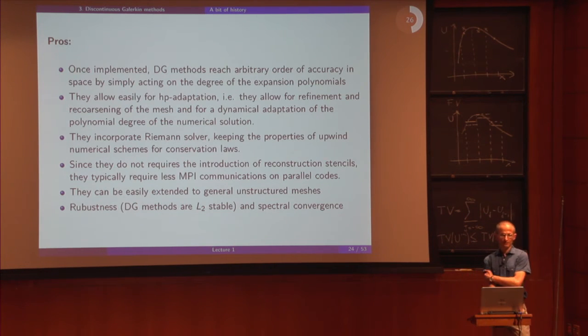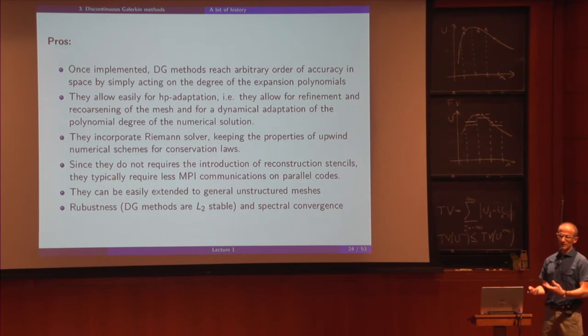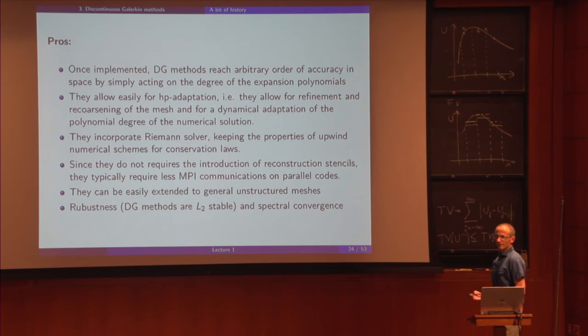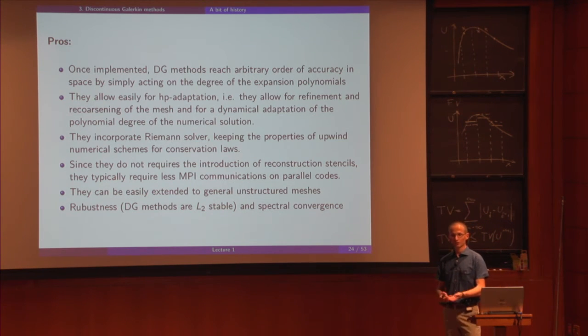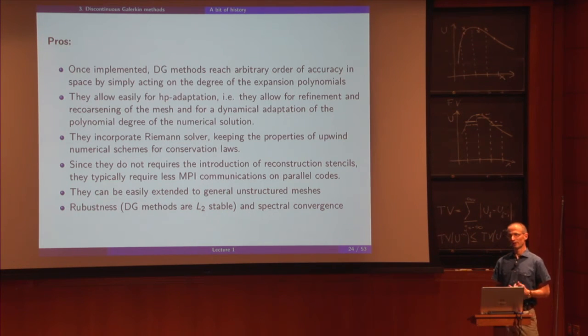What are the advantages of these schemes? Well, there are many. The first one: when you implement a discontinuous Galerkin scheme, and you do it once, then you can change the order of accuracy by simply acting on the degree of the polynomial. And this is a nice feature. You don't have to implement a different numerical scheme at each order.